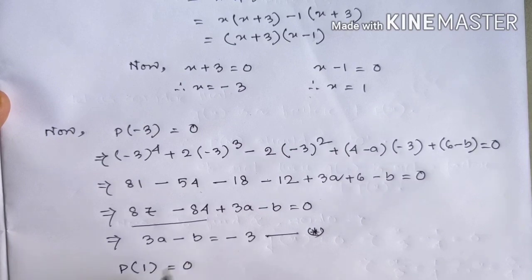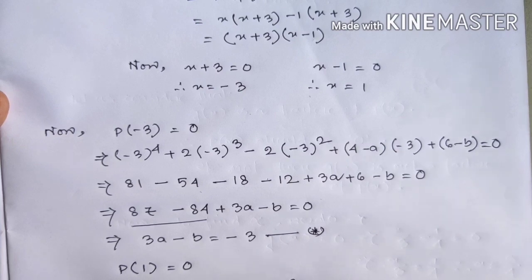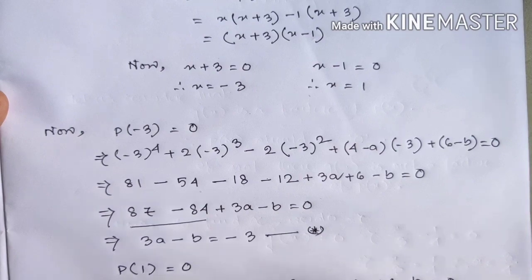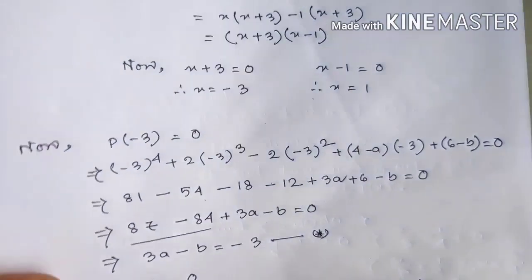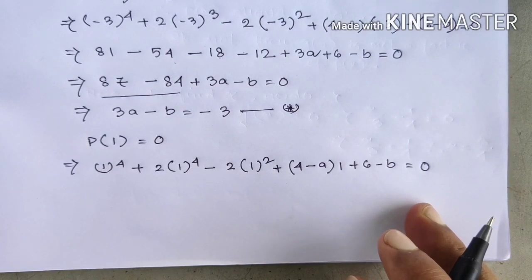Here, why do you do p of alpha equal to 0? Because in the question it is clearly said that the given polynomial is exactly divisible by the other polynomial. That's why from the theorem we can write that p of alpha equal to 0.